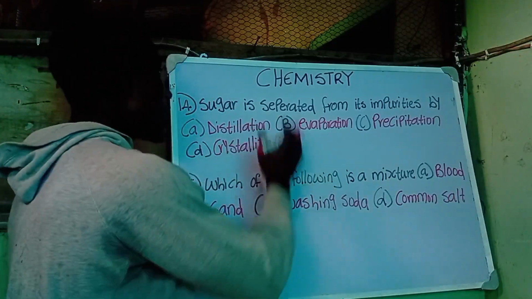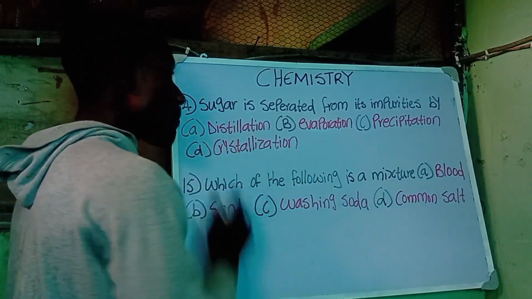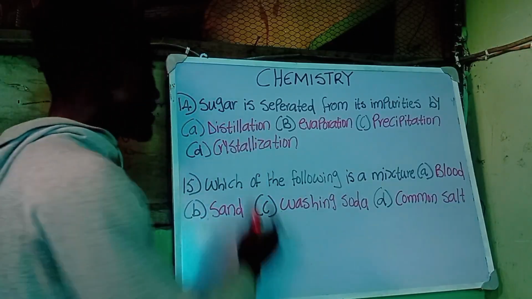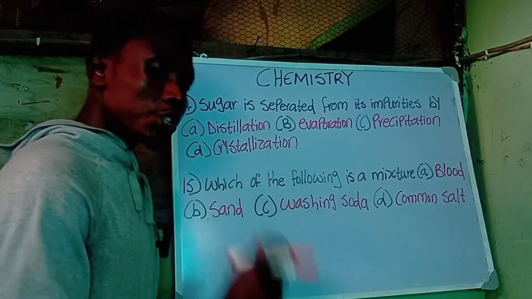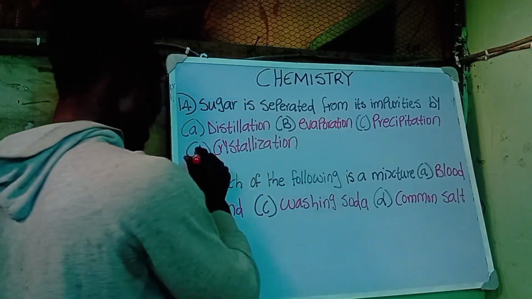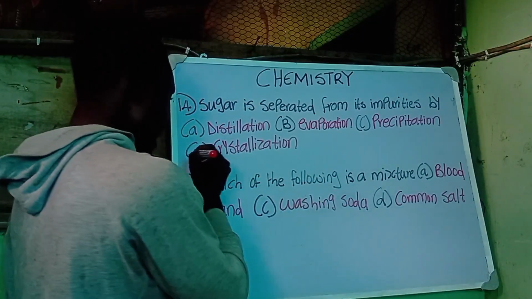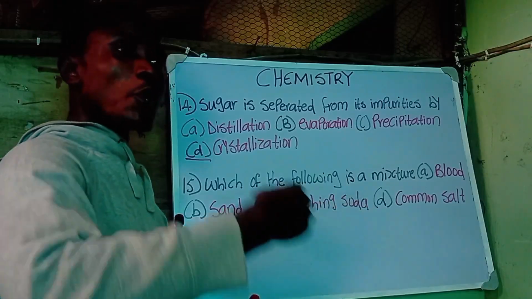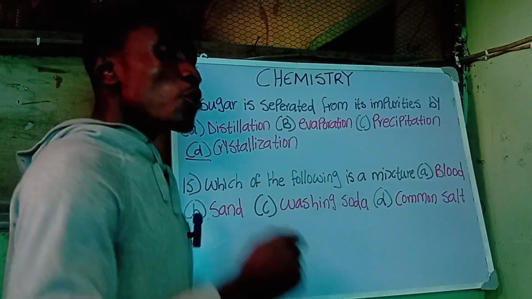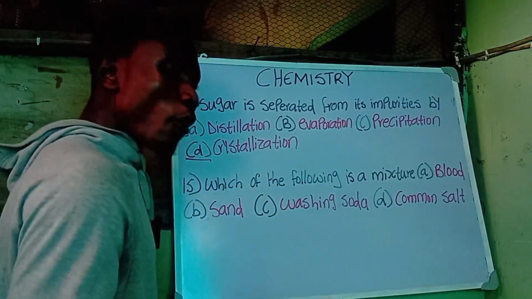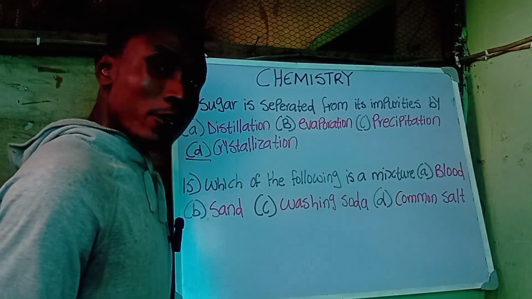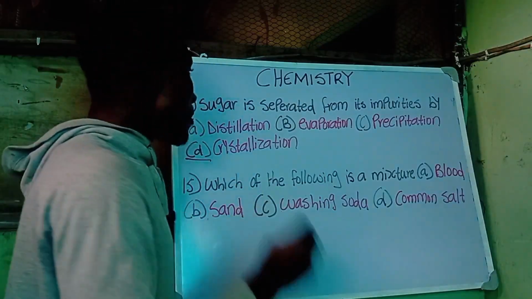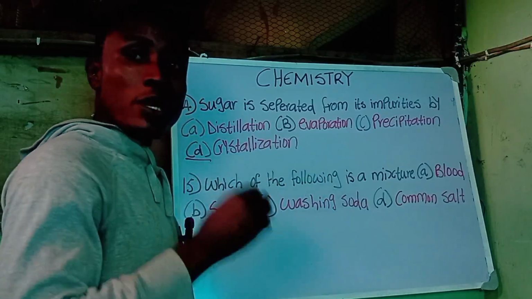It says sugar is separated from its impurities by A. Distillation, B. Evaporation, C. Precipitation, and D. Crystallization. The correct answer there is D, which is Crystallization. Crystallization is a means of separation technique used in industries to completely separate sugars from any form of impurities. You understand? So crystallization is used to separate sugar from its impurities, and not distillation, evaporation, and precipitation.